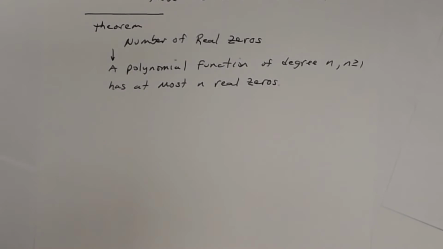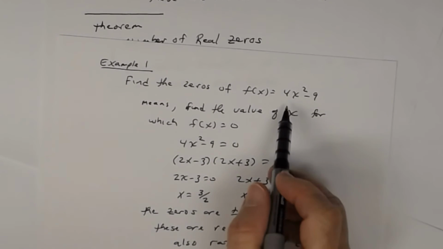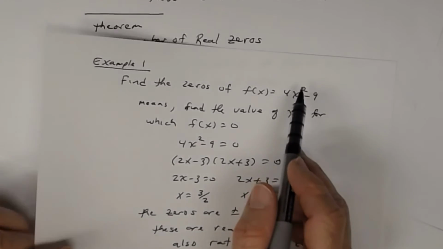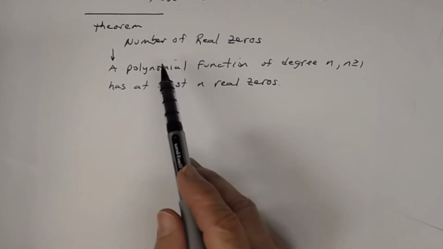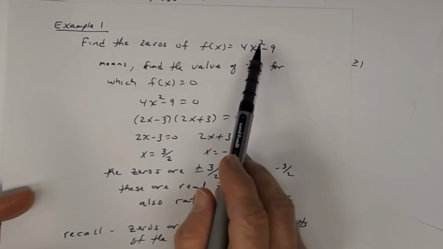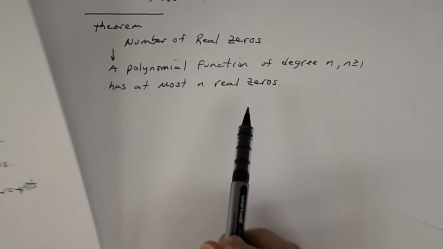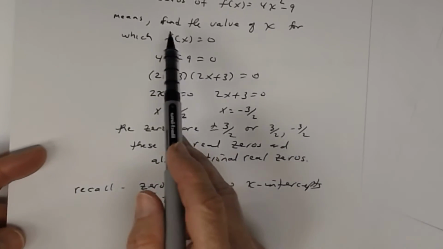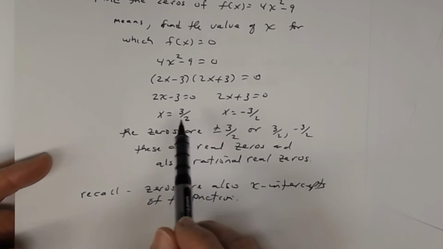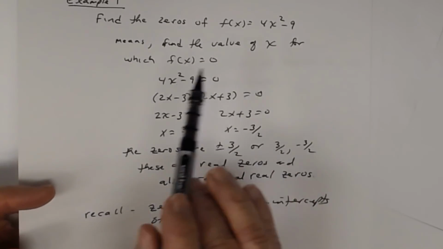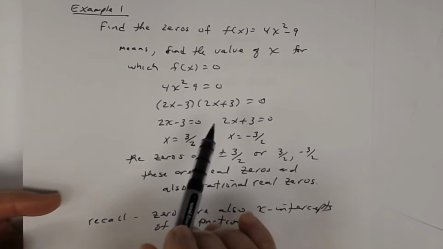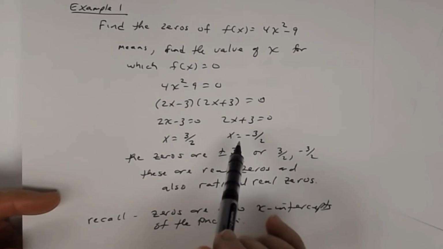If we go back to our first example, the degree of this function is 2, right? So according to this theorem, this function has at most 2 real zeros. And in fact, notice it has exactly 2 real zeros. It cannot have 3, it cannot have 4, it can have at most 2. And when we solved it, we found that it has exactly 2.